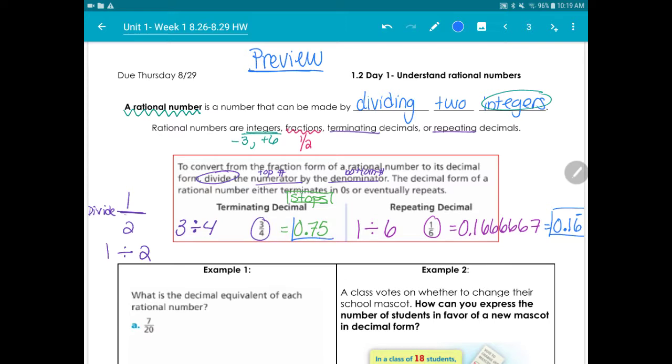So a repeating decimal is a decimal that goes on forever and it doesn't stop. So in our calculator, it looks something like this. It just keeps going and then eventually it rounds it for us. So that's how I know it's continuing. It's a repeating decimal.